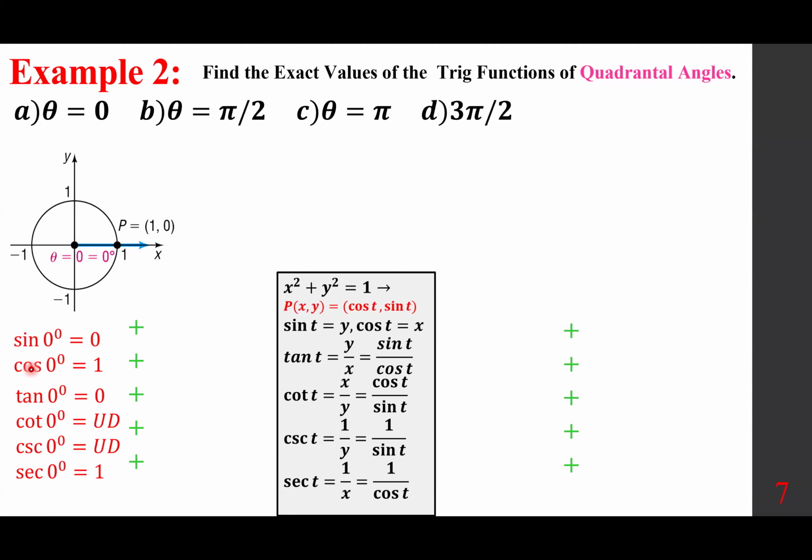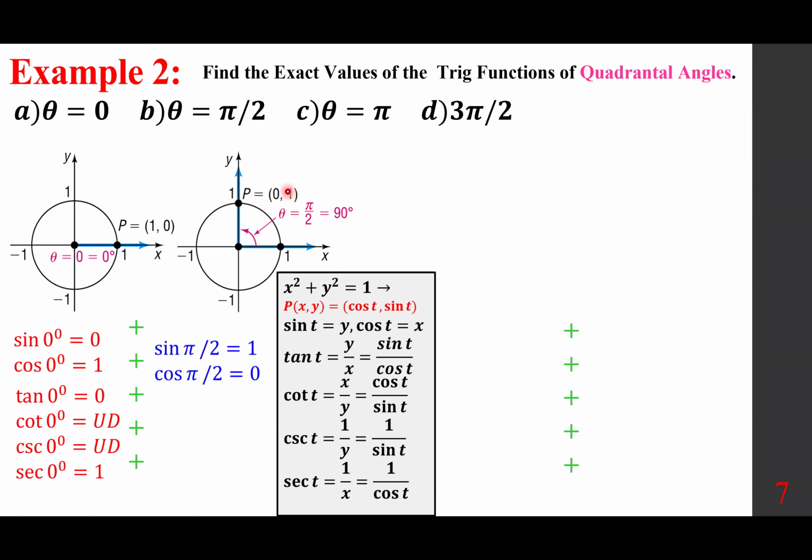Pi over 2. That means right here. By the way, pi over 2 is 90 degrees. Coordinates 0, comma 1. So if x is 0, that means cosine of pi over 2 is 0. If y is 1, that means sine of pi over 2 must be 1. So knowing those quadrantal angles is truly helpful.